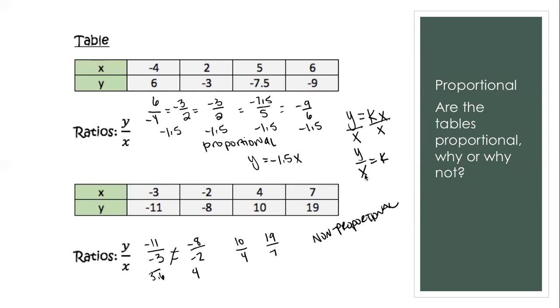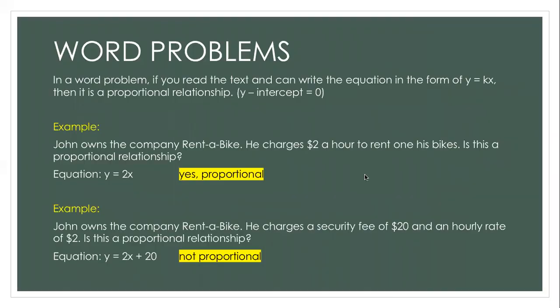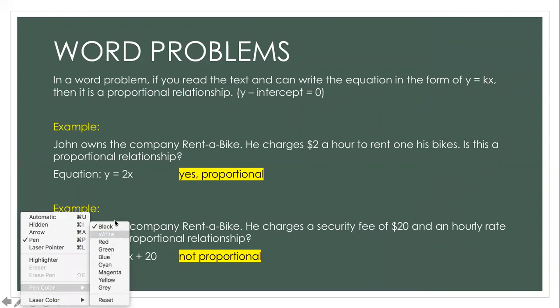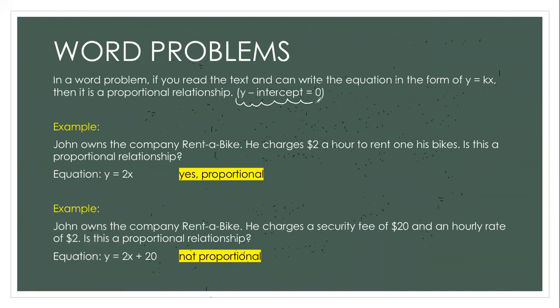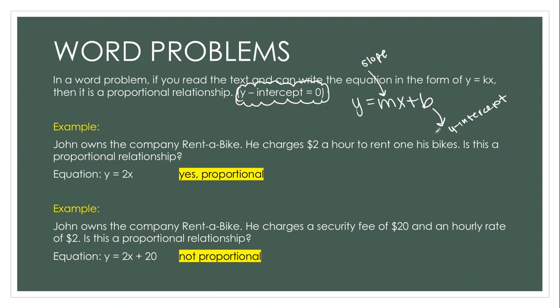All right. So the last thing we want to look at are word problems. We want to determine if these word problems are proportional or not. Remember, for something to be proportional, it needs to have a y-intercept of 0. So if I was writing out my linear equation, y equals mx plus b, hopefully everyone remembers that m is slope and b stands for the y-intercept. Hopefully this has kind of been ingrained into you.